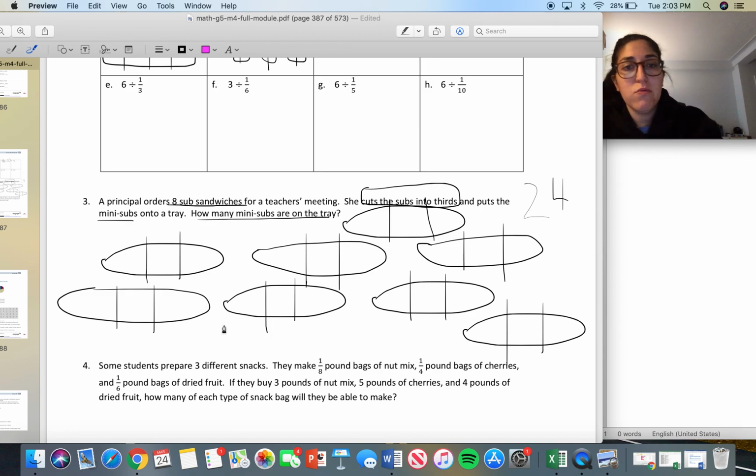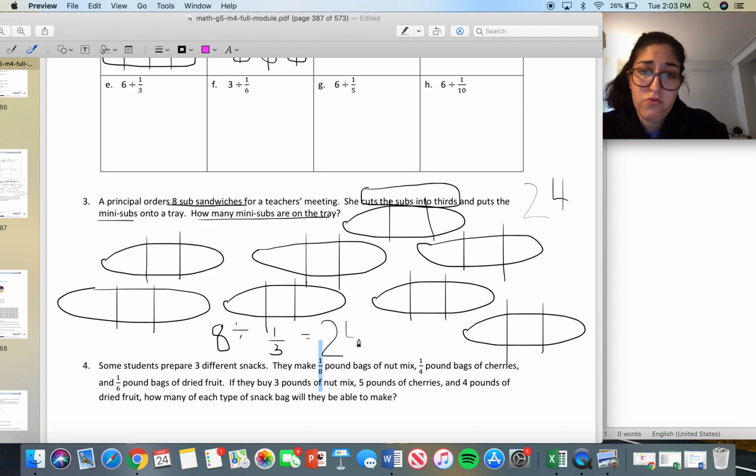And if we go back to what we talked about earlier with Danya's rule, if I have 8 and I'm cutting them into 1/3, then what I can think about is 8 times 3 is 24.